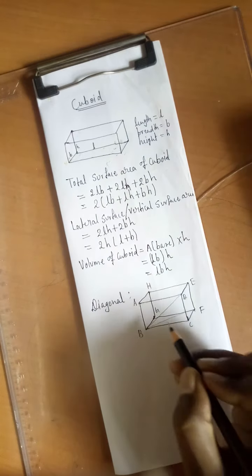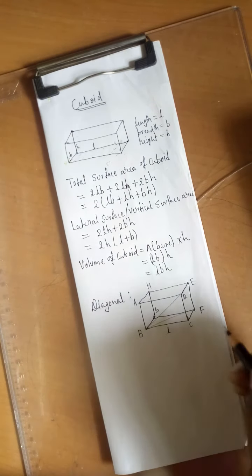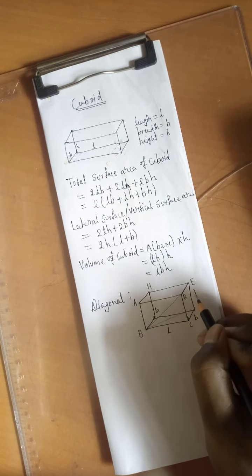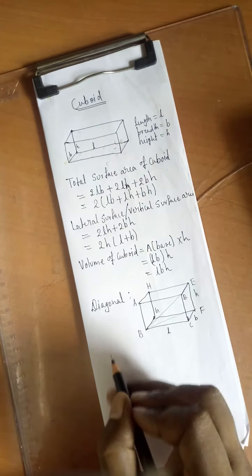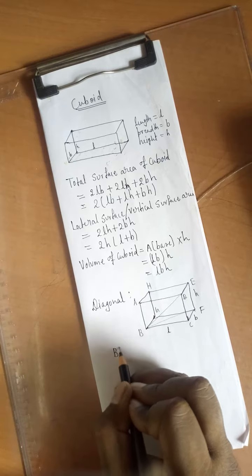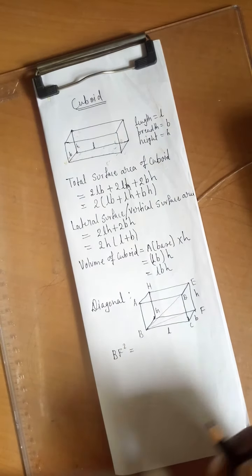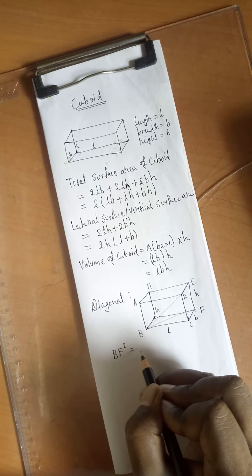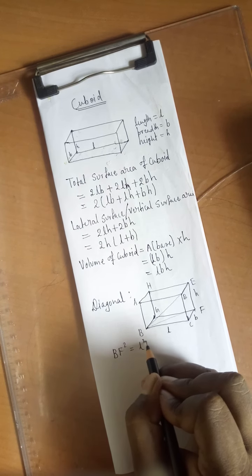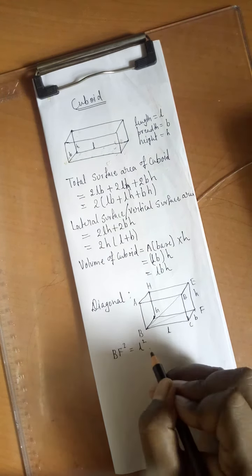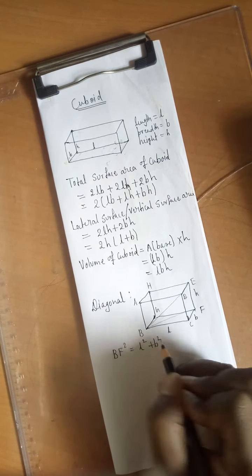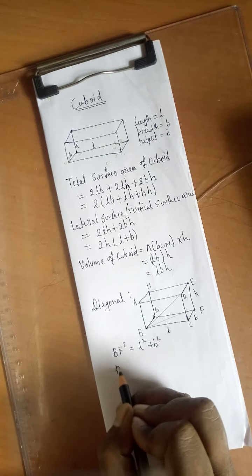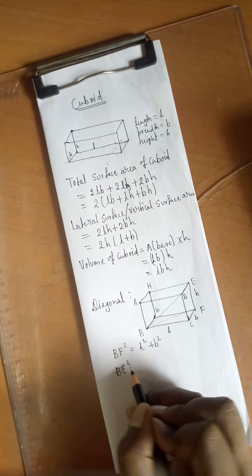BC is L, CF is B, right? EF is H. So first we'll find out BF. So BF square is what? By Pythagoras, since this is 90 degrees, BF square equals BC square, that is L square, plus CF square, that is B square. I hope this is clear. Coming back to diagonal, what we need is BE square.